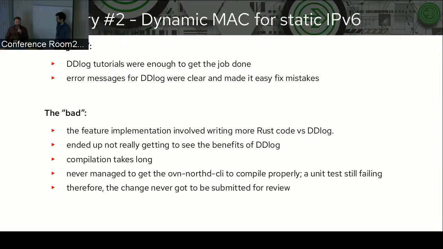A unit test was failing when ovn-northd would attempt to exit. And unfortunately, the way to debug that is to compile with this ovn-northd CLI option to replay what happens with ddlog. And I never got that to compile properly. So I'm still in this position where once I get that working, I probably could debug it and get it submitted, but for now, it's in limbo.